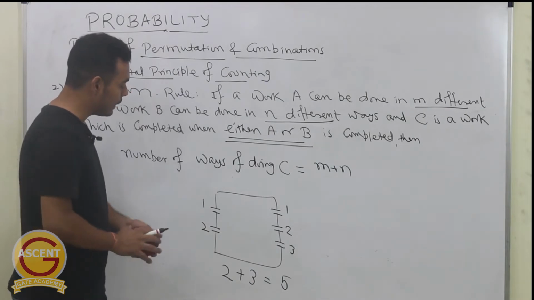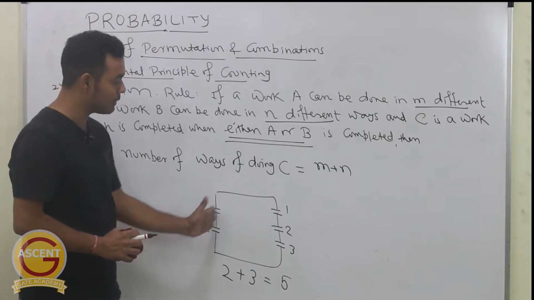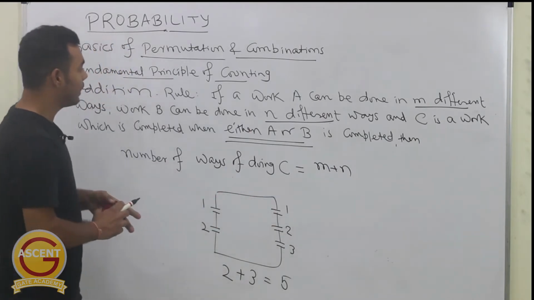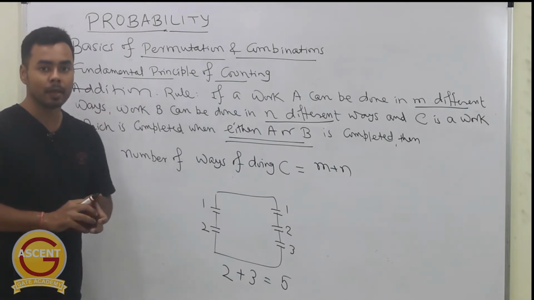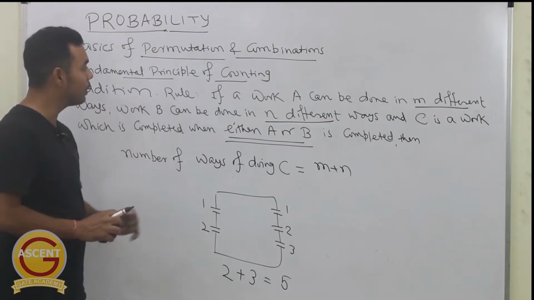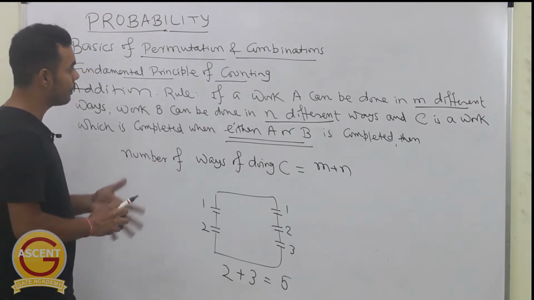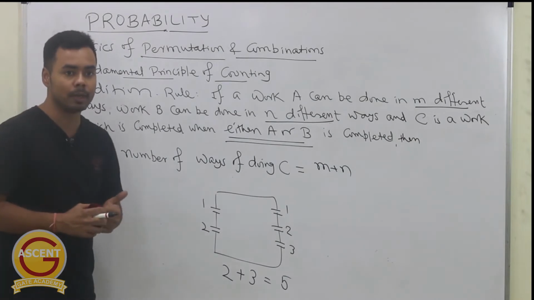Now here we have applied the addition rule because the work is completed in only one step. Either you can enter from the left side or from the right side. So when a work is completed in a number of steps, you have to apply the multiplication rule. And if the work is completed in only one step, then you have to apply the addition rule. Now we are going to see some basic problems, with the help of which we will see when to apply the addition rule and when to apply the multiplication rule.